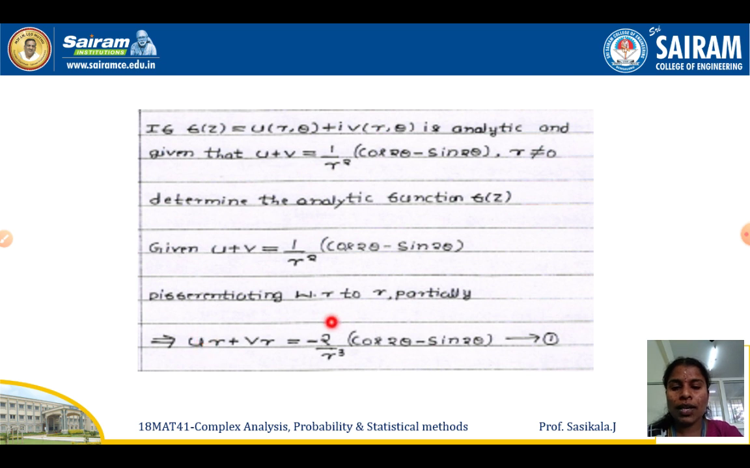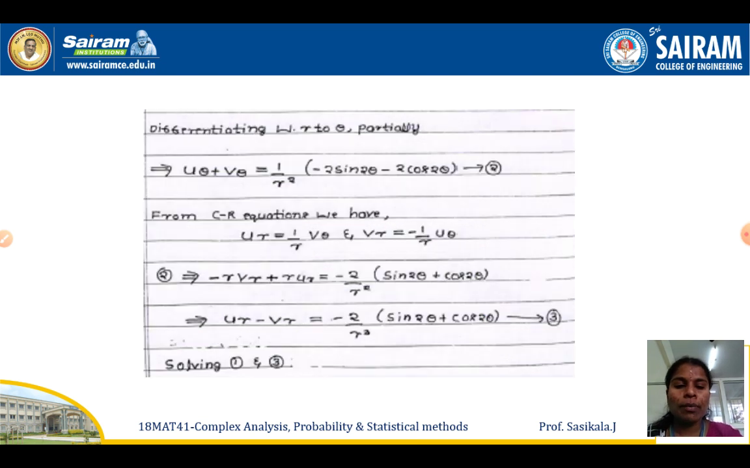With respect to r, on the left side I get u_r + v_r, which is equal to, since the derivative of 1/r² is −2/r³, −(2/r³)(cos 2θ − sin 2θ), treating the trigonometric part as a constant. Make this equation number 1. Again with respect to θ, for u + v, I get u_θ + v_θ = (1/r²)(−2 sin 2θ − 2 cos 2θ). Make this equation number 2.